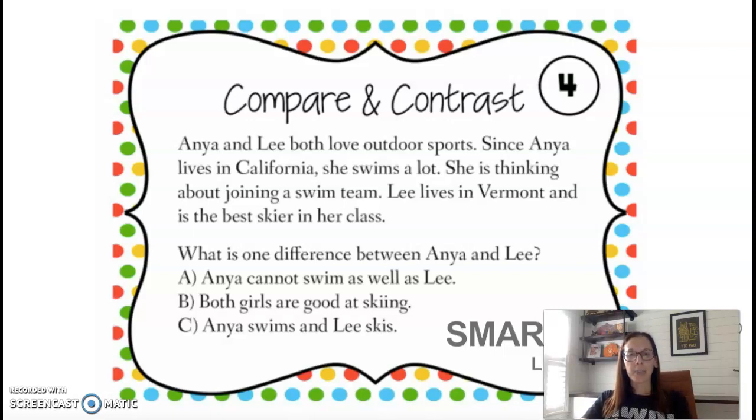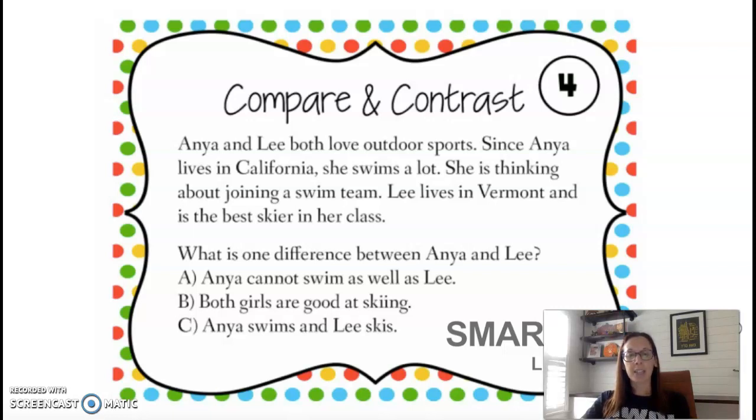Anya and Lee both love outdoor sports. Since Anya lives in California, she swims a lot. She is thinking about joining a swim team. Lee lives in Vermont and is the best skier in her class, which tells me Vermont gets a lot of snow. Okay, I can infer that. All right, let's look at the question. What is one difference between Anya and Lee? So we're not looking for similarities, we're looking for differences.